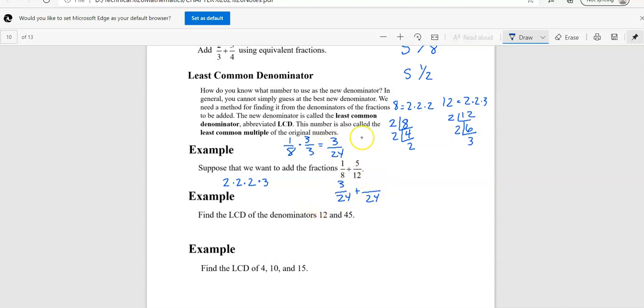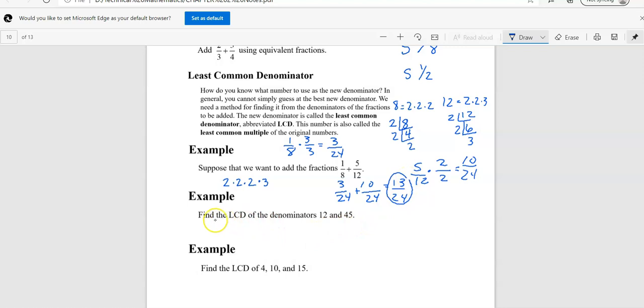We need to do the same thing with the 5/12. We need to say, okay, we got 5/12. What would we multiply that by so that we have 24 on the bottom? 12 times 2 is 24. If you multiply the bottom by 2, you've also got to multiply the top by 2, which is going to give me 10. So that's going to be 13 over 24. That's going to be my final answer because that won't reduce.